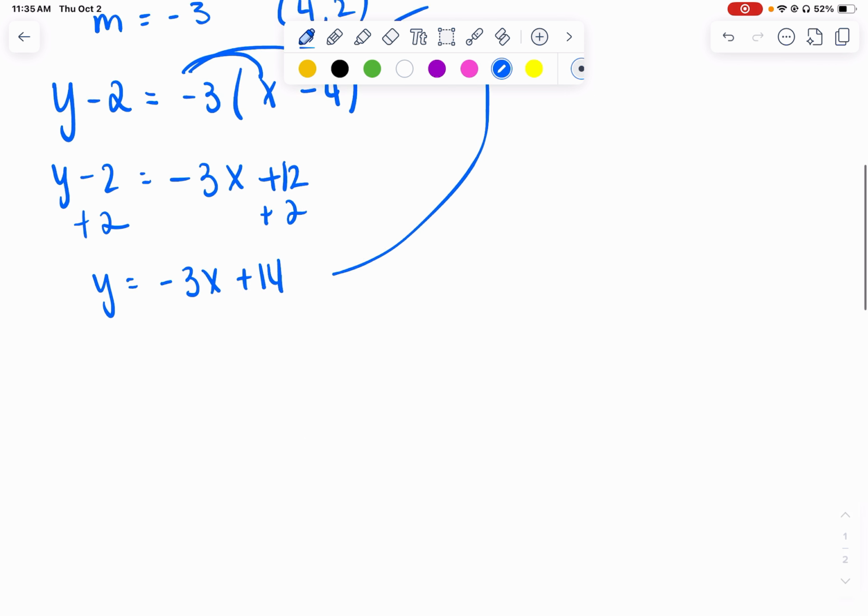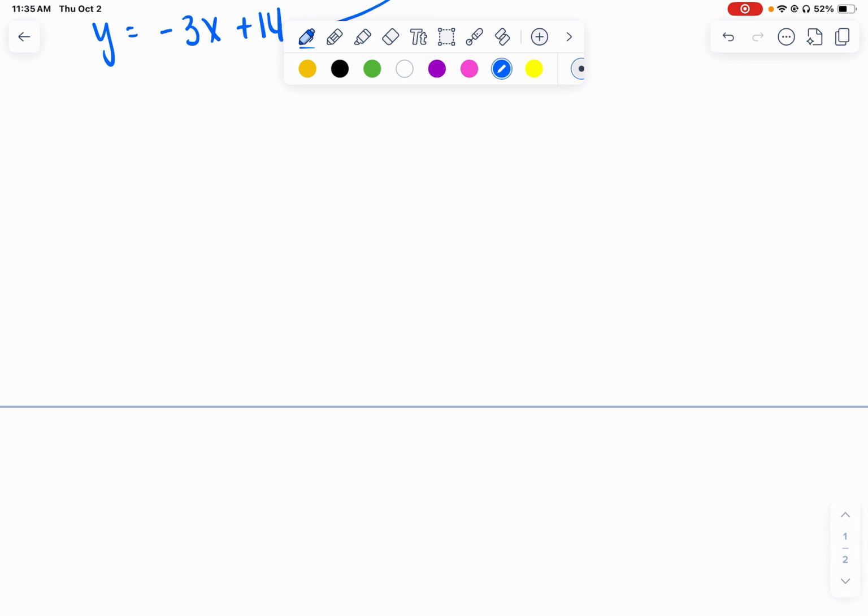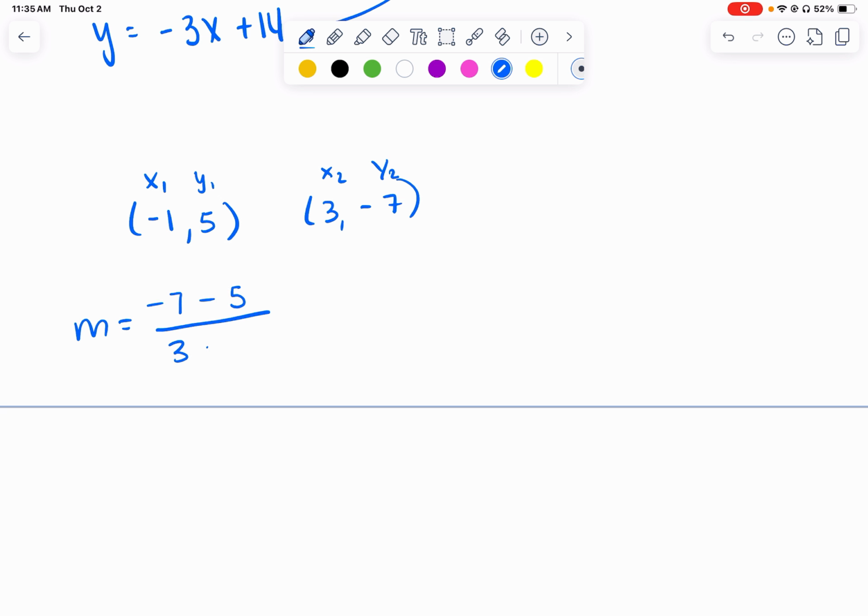The next question is find the line through the points (-1, 5) and (3, -7), just like the original one. We have our x1, y1, x2, y2, and we do our slope is equal to y2 minus y1 divided by x2 minus x1. And here we have to subtract a negative number, so we add. Then we have -7 minus 5, which is -12. 3 plus 1 is 4, so that is -3.